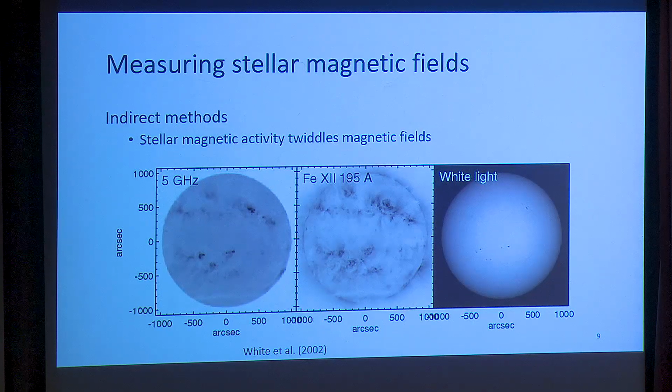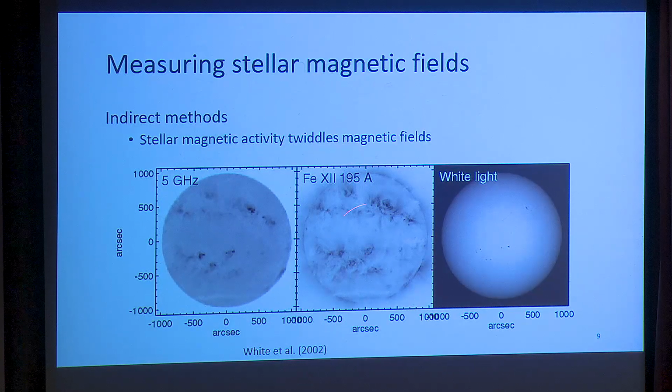I want to go into other ways that you can measure stellar magnetic fields, not necessarily as precise. Each of these measurements has its own assumptions and biases built in. I talked about some of those direct methods. There are indirect methods that we've talked about already, that stellar activity basically twiddles magnetic fields. This is an example of that, where you can see the surface of the sun in white light. There are a couple of sunspots which are kind of hard to see with this contrast.